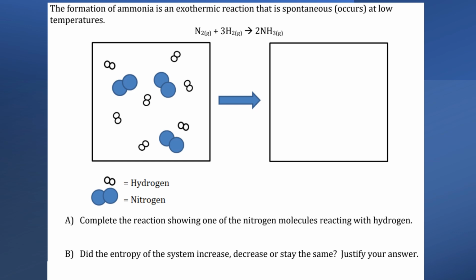So, last one. The formation of ammonia is an exothermic reaction that is spontaneous at low temperatures, meaning it just happens on its own. So we have nitrogen gas plus 3 hydrogen H2 molecules forming 2 ammonia molecules. Complete the reaction showing one of the nitrogen molecules reacting with the hydrogen.